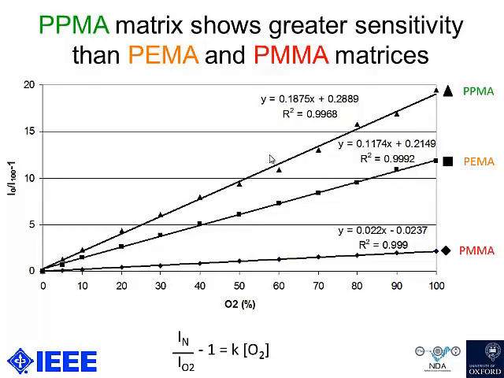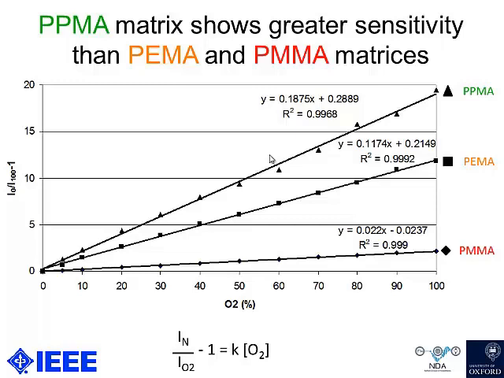On the horizontal axis, we've got the oxygen concentration going from 0 on the left to 100 on the right. And on the vertical axis, there's the intensity of the signal that we recorded with the 3 different polymers. And you can see that the triangles, which are on the top line, show results from the PPMA polymer, which showed greater sensitivity than PEMA and PMMA matrices.